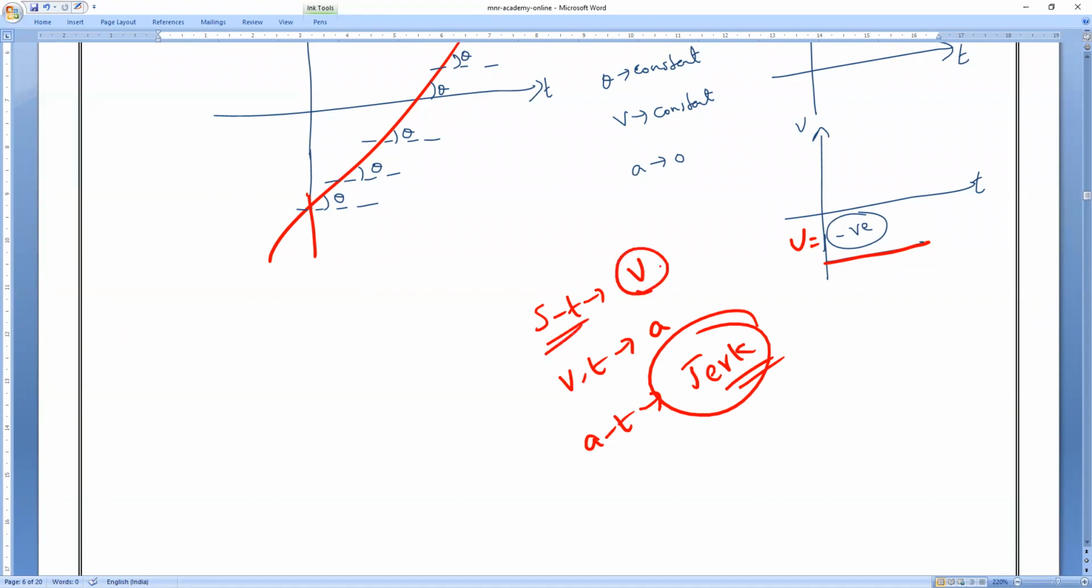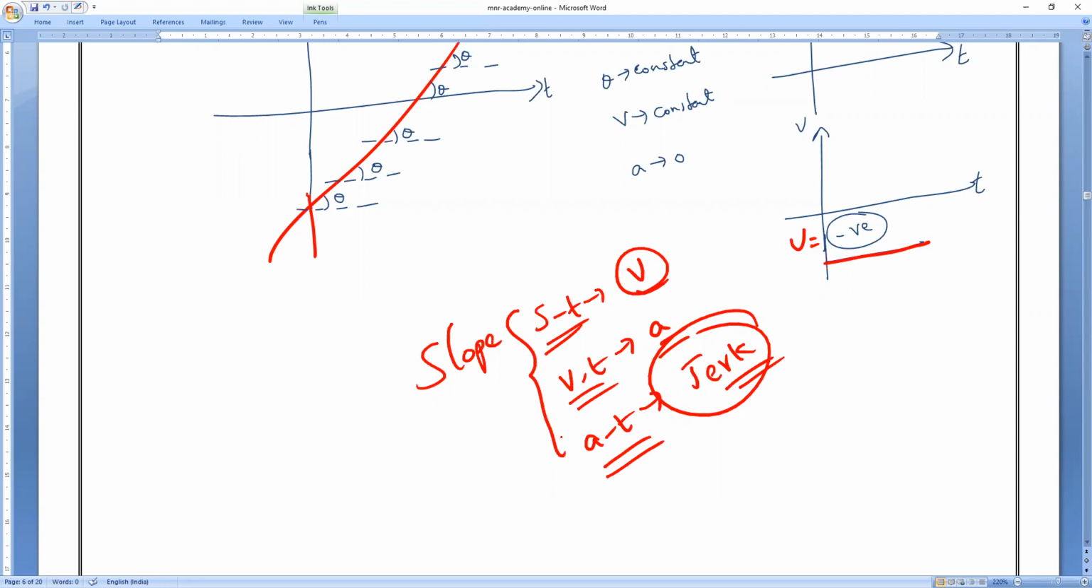Everywhere, the slope of the ST graph will give you velocity. The slope of the VT graph will give you acceleration. The slope of the AT graph will give you what? Jerk. That is what you have to remember. Clear? So this is all about today's class. Tomorrow we'll start the VT graph, and after that the AT graph. Once it is over, we'll go directly to numericals.